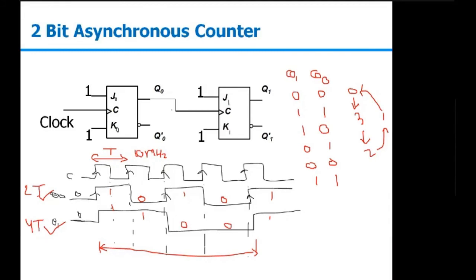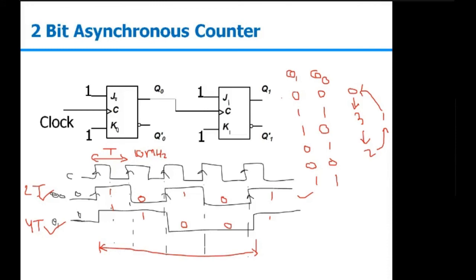So if I am talking about the Q0 output, whatever pulse I am getting will have 5 megahertz frequency if my clock has 10 megahertz, and for Q1 I will have 2.5 megahertz. So the Q1 frequency will be divided by 4, and Q0 is a frequency divider by 2. So this is a down counter that we have designed.